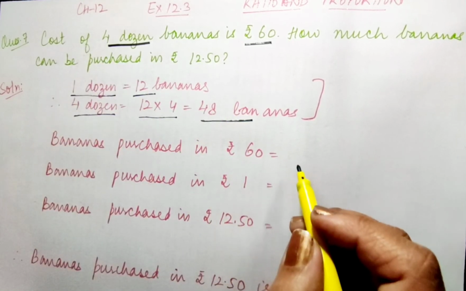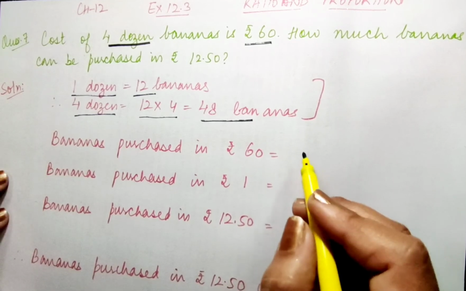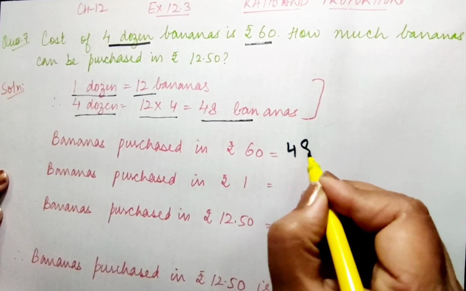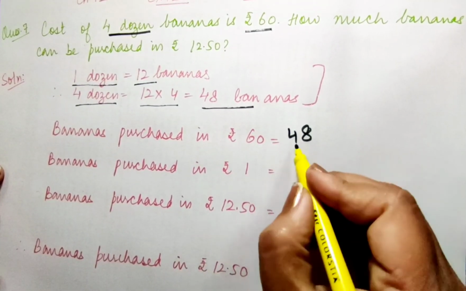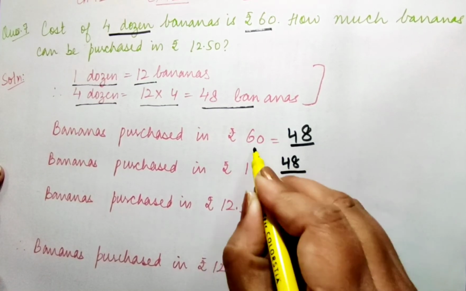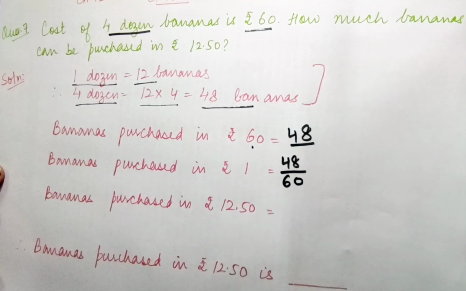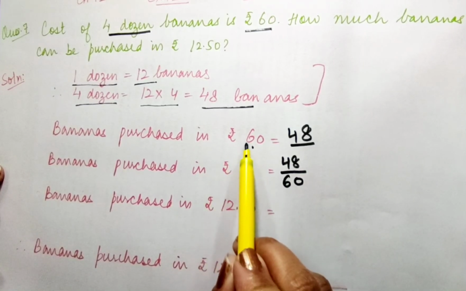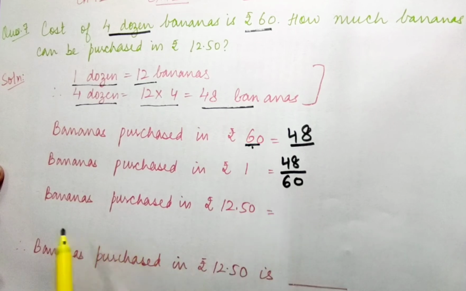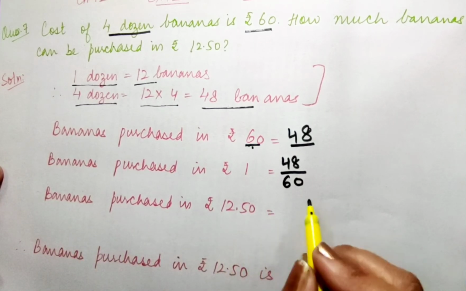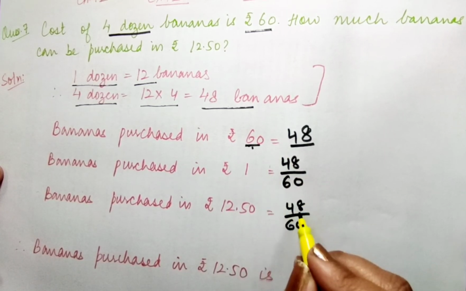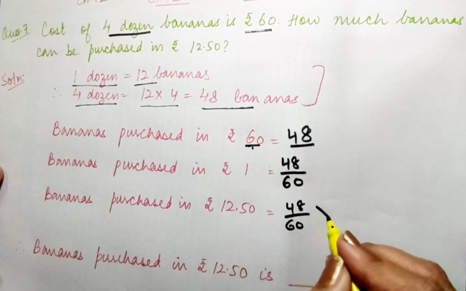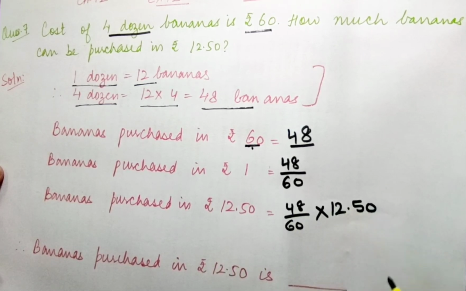Okay, so bananas purchased in rupees 60 are 4 dozen. 4 dozen means number of bananas are 48. Okay, so bananas purchased in rupee 1 will be what? This 48 divided by 60 rupees. Okay, here you need to take care of this thing. This number should come in the denominator. Okay, bananas purchased in rupees 12.50 will be what? This 48 upon 60, this was the bananas purchased in rupee 1. So to find out purchased in 12.50 we have to multiply by 12.50, right?